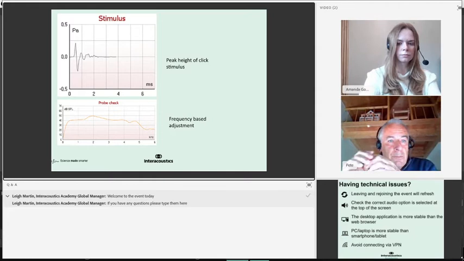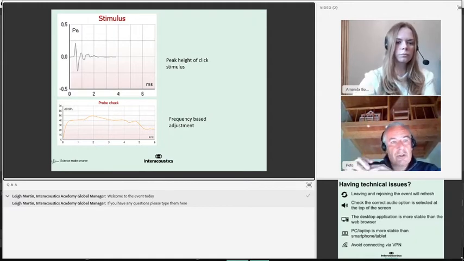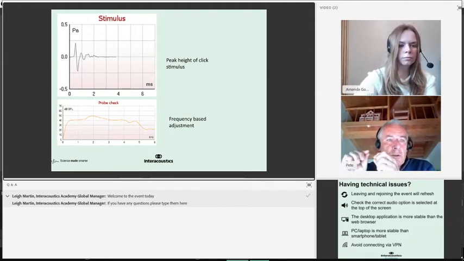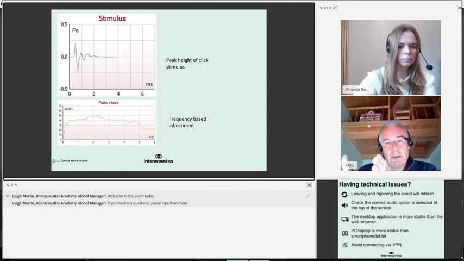Some of them will look at the peak-to-peak height of the stimulus, and after the probe is fitted, they'll just provide a gain adjustment to get the two peaks to be the same height as normal. Other instruments will look at the frequency spectrum in the measurement frequency range of interest, so 500 hertz to 4 kilohertz, and then equalize that sound intensity, based upon the measurement that is seen in that ear canal. And DPs do the same thing.